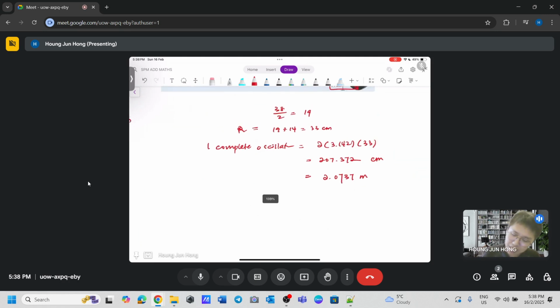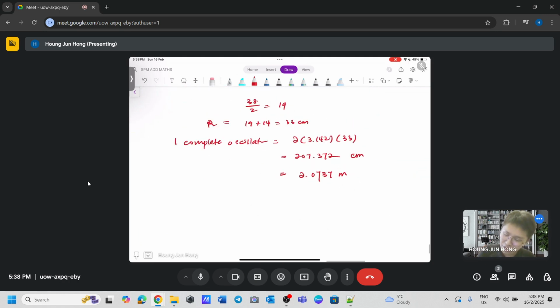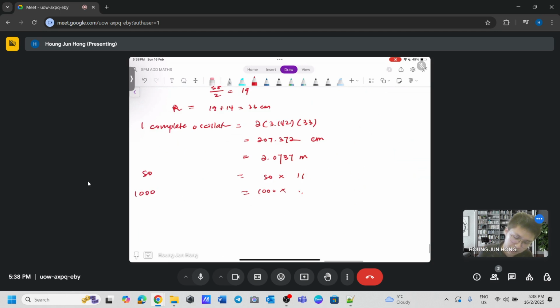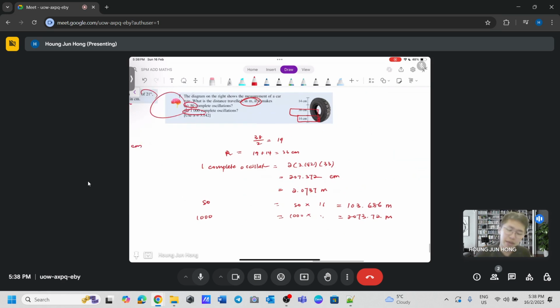Then very simple. If you want 50 rotations, you just multiply by 50. If you want 1000 rotations, you just do 1000. And that's the answer. So the answer should be 103.686 meter, and then 2073.72 meter. That is actually a very simple question. I'm not sure why it is included, but that's about it.